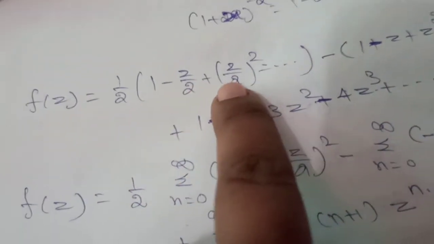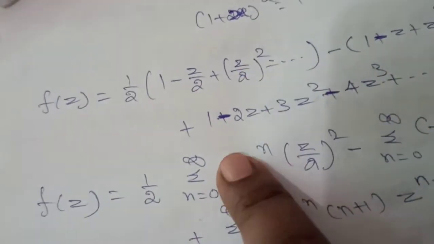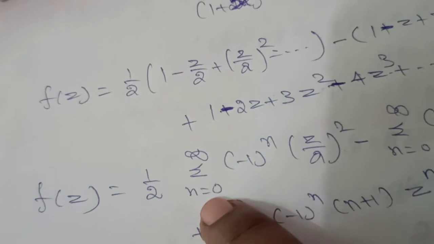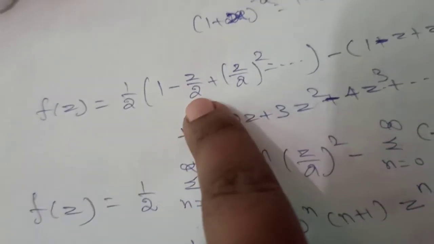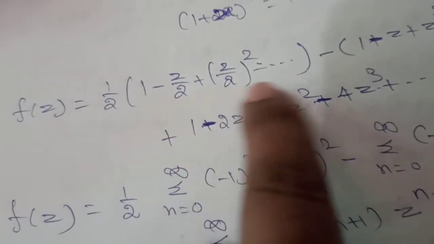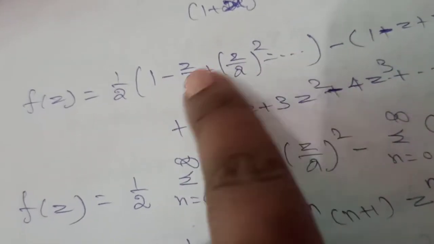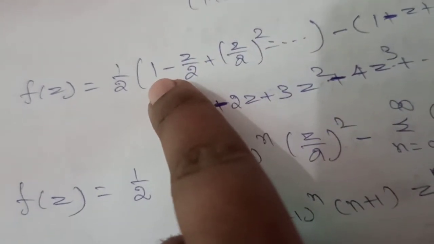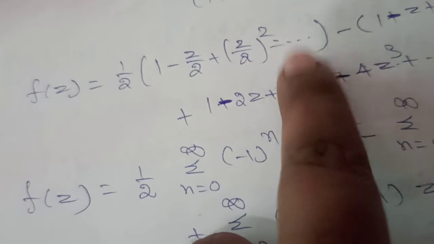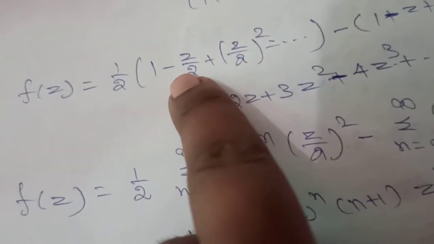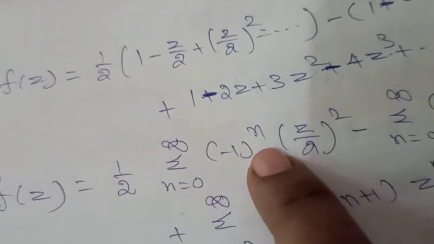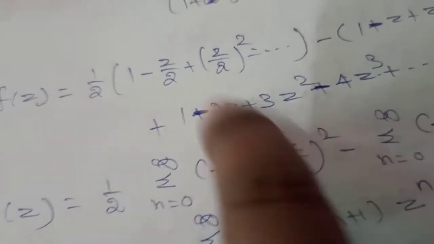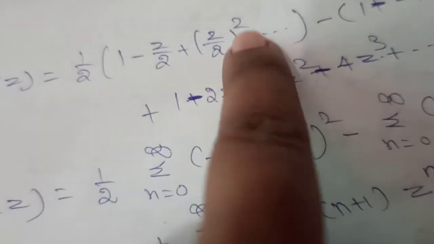Therefore f(z) = 1/2 times, so in this expanded value you can write the sum of the series, summation of n equal to 0 to infinity. First verify whether all the terms have positive or alternating signs. All the terms are plus, minus, plus, minus. So the alternating sign means the nth term is (-1)^n times (z/2)^n.